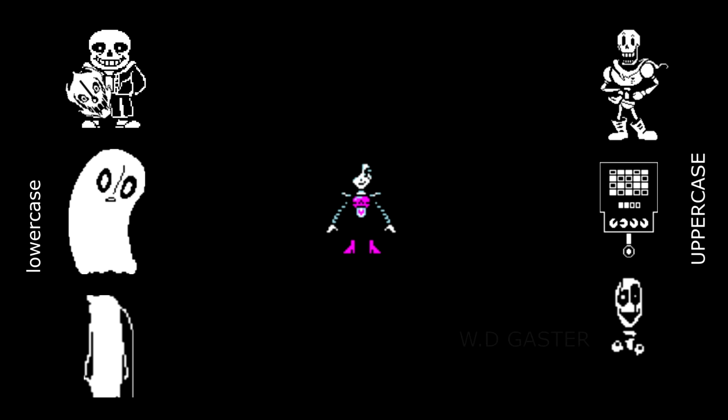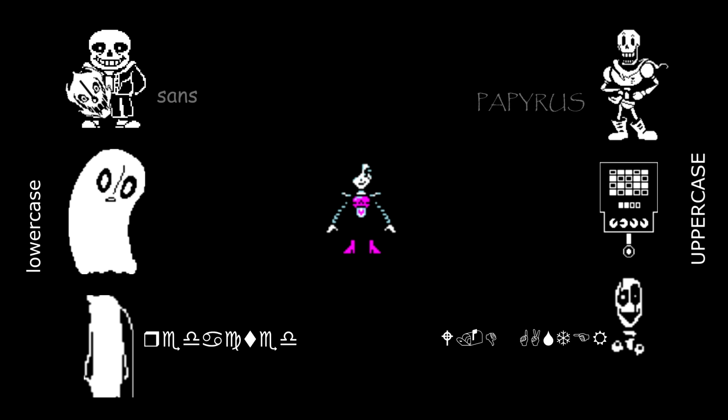WD Gaster has a ghostly name and is visually similar to GasterBlook, as well as talking in wingdings like Redacted, implying a possible familial relationship between Gaster and Redacted. This changed font from the game's regular text also implies a relationship to Sans and Papyrus.